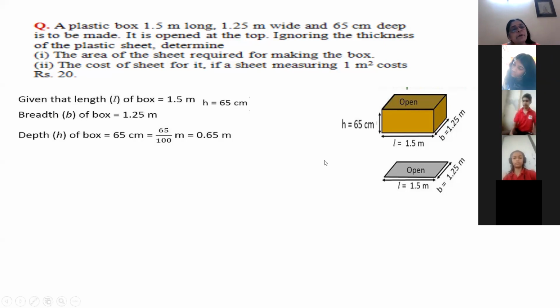Now, given part पर हमें क्या दिया है? Length दिया है 1.5 मीटर. Okay? Breadth दिया है 1.25 मीटर. Okay? Now, and height दिया है 65 सेंटीमीटर. तो सेकेंड थिंग जो हमें ध्यान रखना है, ये है यूनिट्स पर. किस पर रखना है?